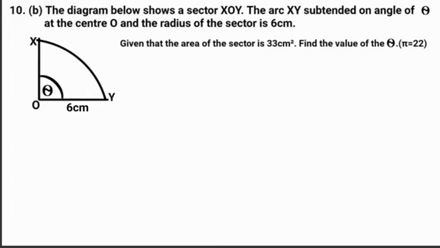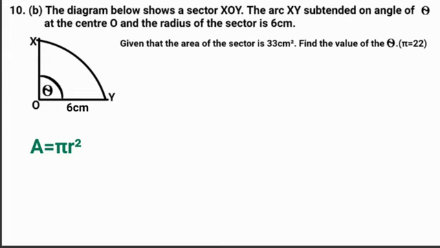Okay, so what we're going to do is first we're going to identify the formula for finding the area of the circle. The formula to find the area of the circle is area equal to pi r squared. This is the area of the full circle. Now, as you can see, we're just given a sector of the circle and you're told to find theta. So to do this, we're going to modify this formula.